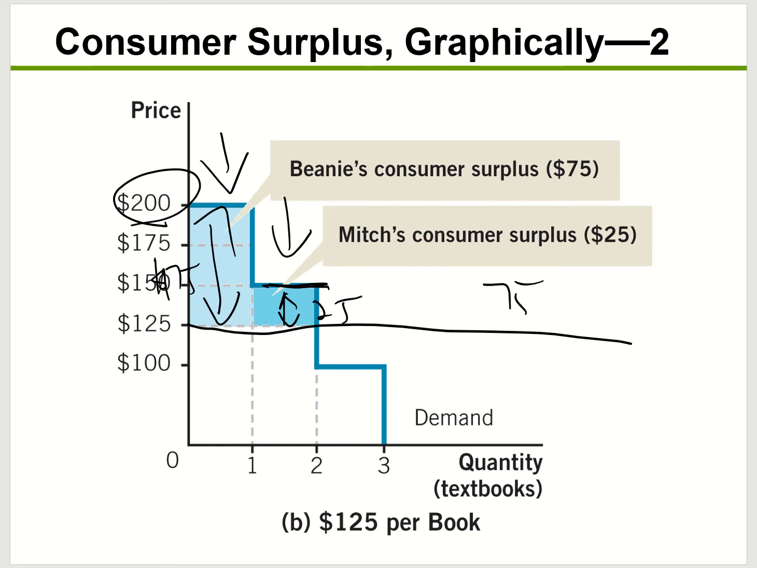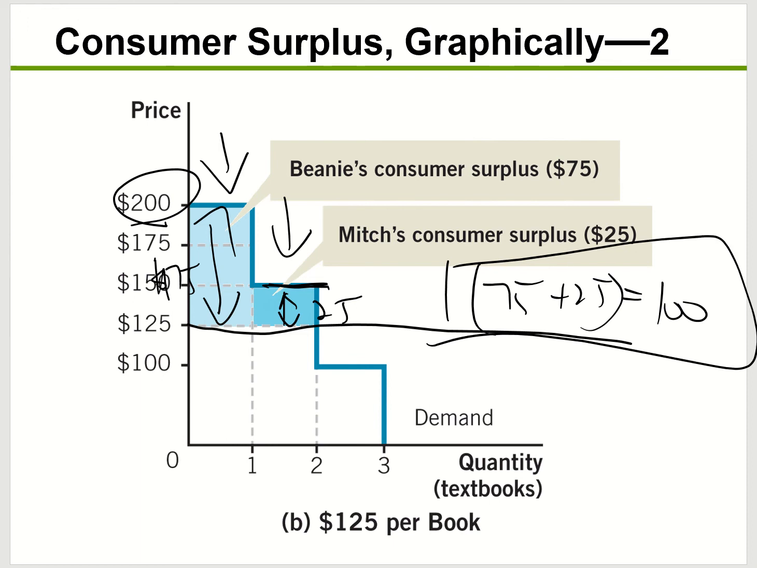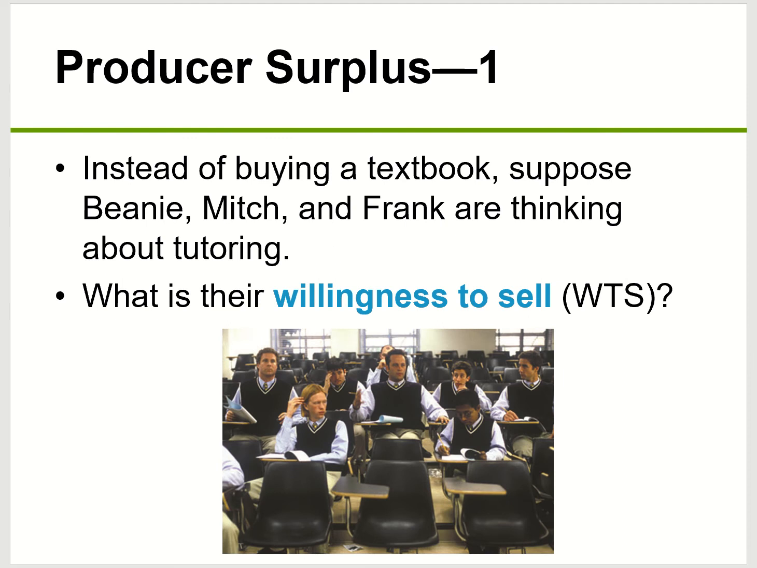So 75 plus 25. Then the total consumer surplus in this market will be $100. So that's a total saving for all the consumers involved. Now you wouldn't get anything out of Frank, because for Frank, his willingness to pay is too low. He wouldn't buy the good, therefore has no consumer surplus. He has no saving from the transaction because he had no transaction. Okay, all right. So next is our producer surplus.